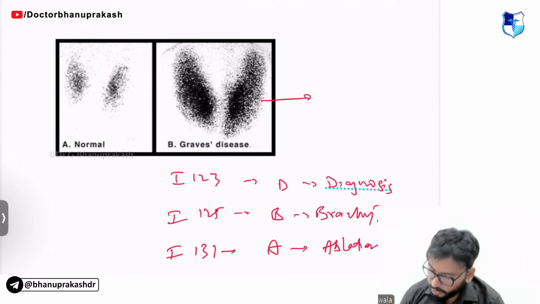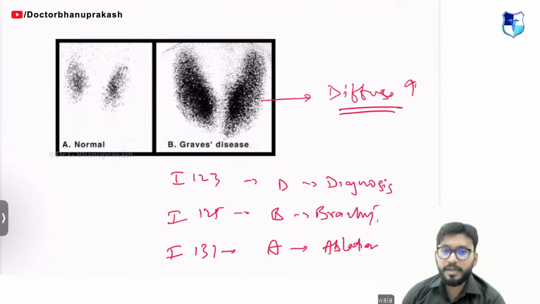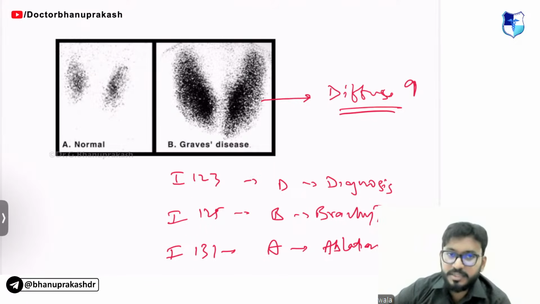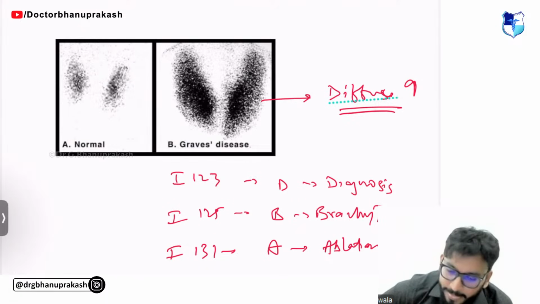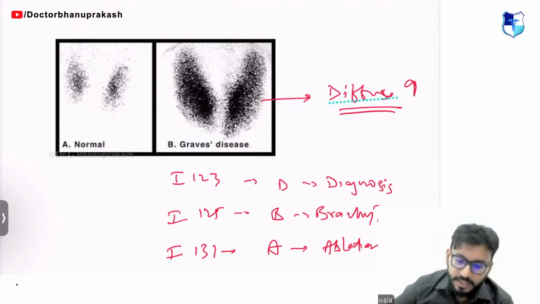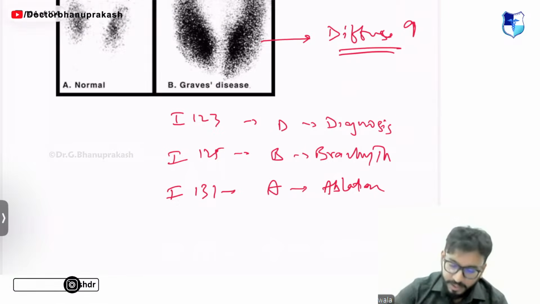What you see is a diffuse increase in the uptake. This is Graves disease. And diffuse decrease in the uptake is seen in thyroiditis, guys.